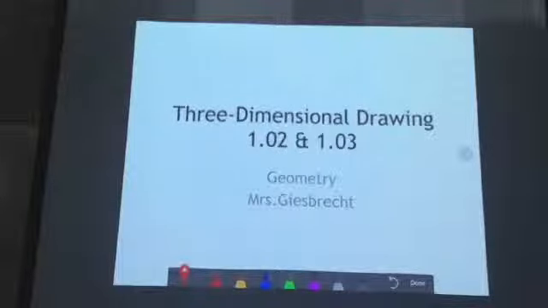Hi everyone, welcome to week 2 of geometry. We're going to be going over three-dimensional drawing, which is sections 1.02 and 1.03.